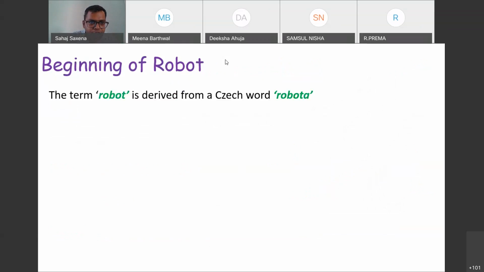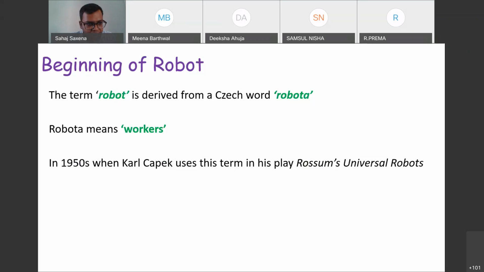Meaning of a robot. The robot is a term which is not an English word. It's a Czech word derived from the word robota, and robota means workers. In 1950, when Karl Capek used this term in his play Rossum's Universal Robots, the word became very popular, and we started calling it a robot.